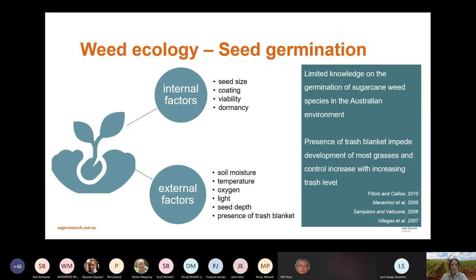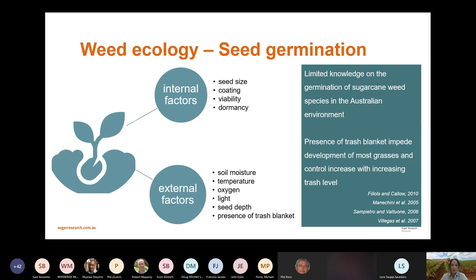We have quite limited knowledge on the germination of sugarcane weed species in the Australian environment. We have, however, some information on the impact of trash blanket on this germination. And we know that the presence of trash blanket impedes the development of most grasses, which are small-seeded, and their control increases with increasing trash level. And as a few references, on that page are studies that have been done in different countries that prove the fact that the trash blanket impedes the development of most grasses.